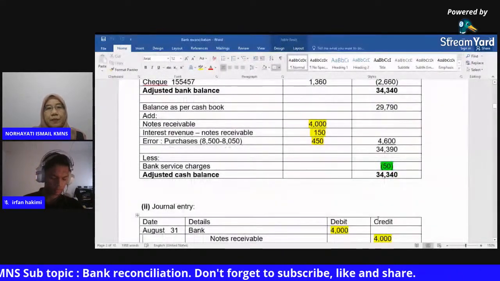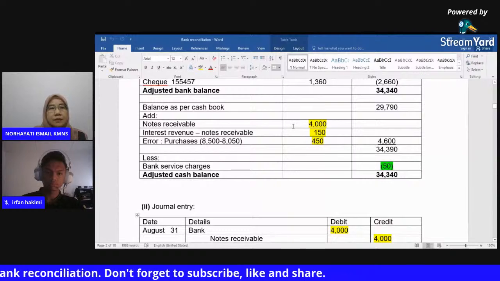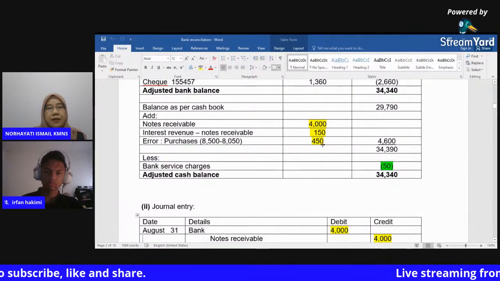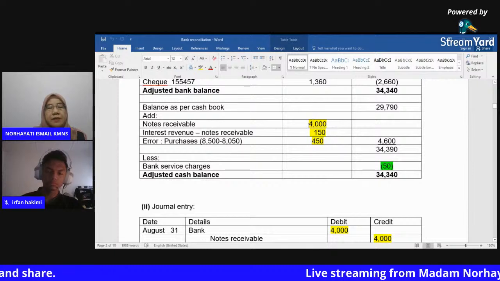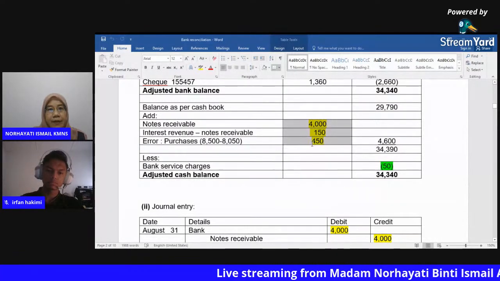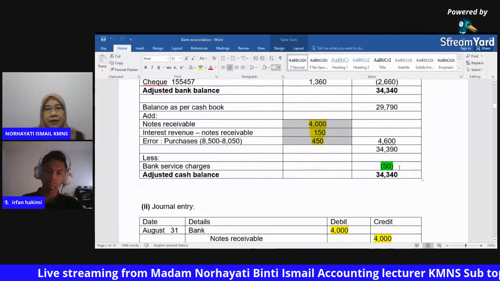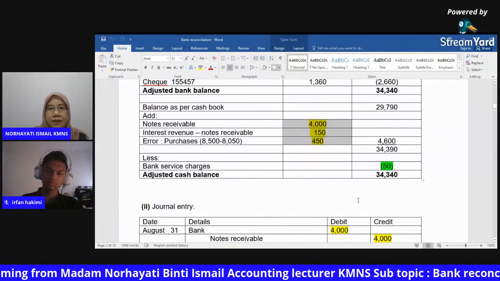Okay, the amount we must take from the balance, the item in the cash book. This one, it means that we receive check. And the credit item, that means we have made a payment by check. So we have to prepare the adjusted journal entry.